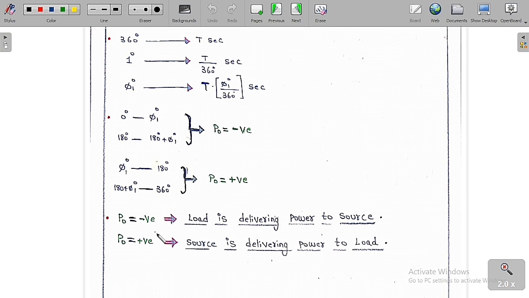The output power being negative means the load is delivering power to the source. If P0 is positive, the load is absorbing power from the source. So P0 positive means the load is absorbing power from the source, and P0 negative means the load is delivering power to the source.